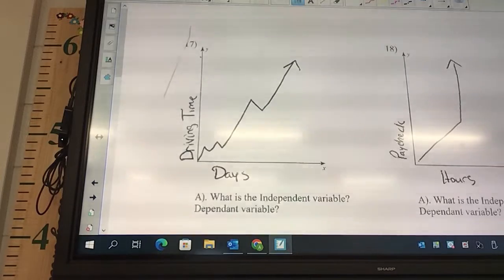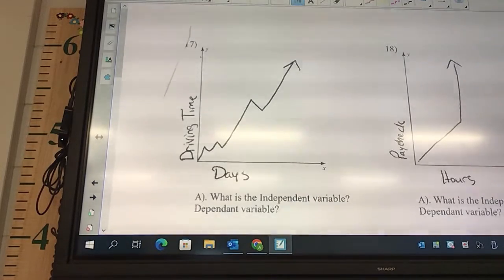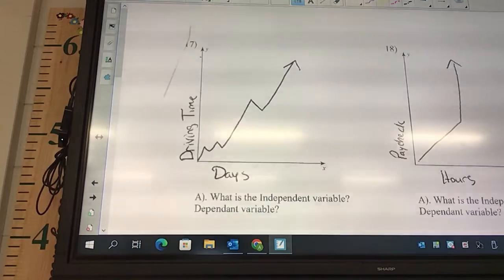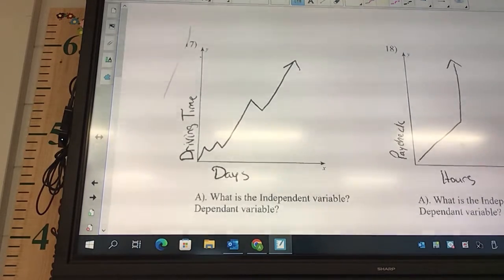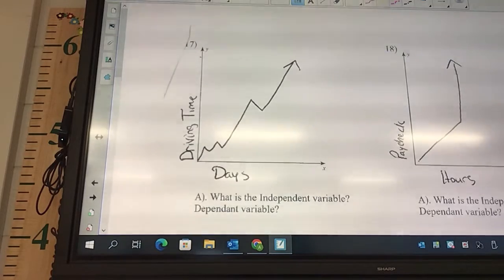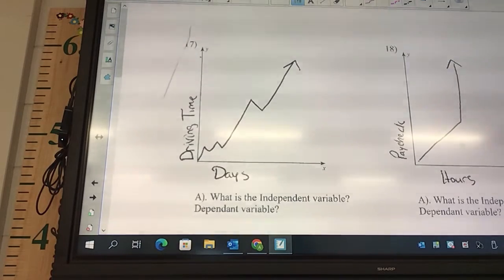We've got days versus driving time. So imagine you just got your license. Okay? The more days that pass since today, are you going to drive more or less?